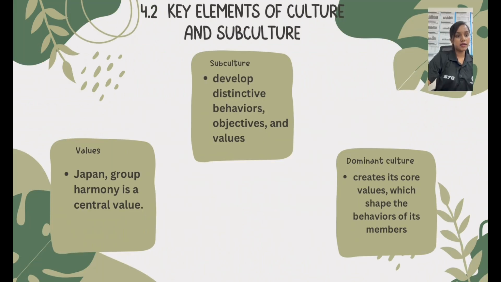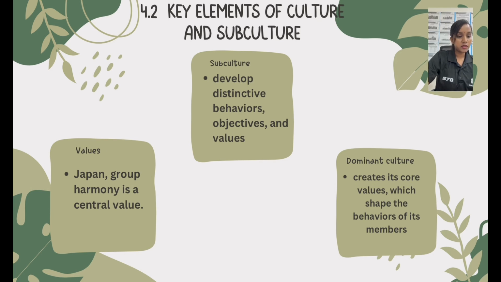4.2 Key elements of culture and subculture. First one is values. Cultural values are the ideal principles and standards that its members hold in high regard. Values shape cultural norms and involve judgments of what is good or bad. For example, in Japan, group harmony is a central value.